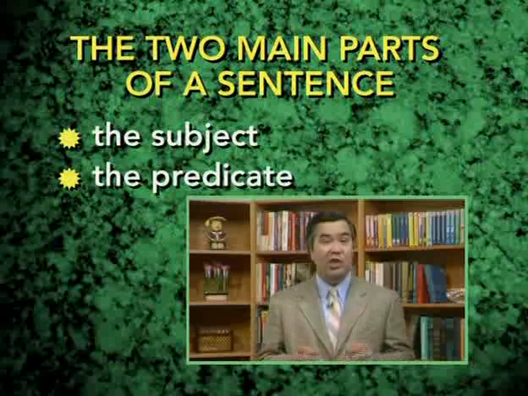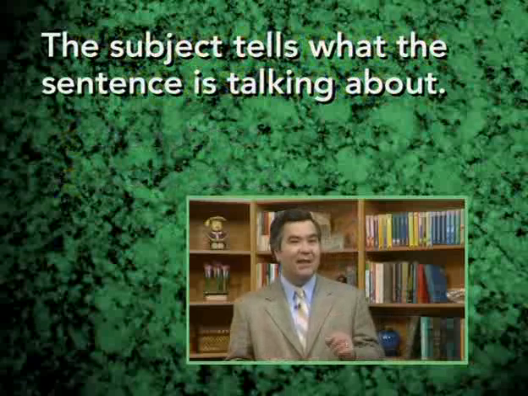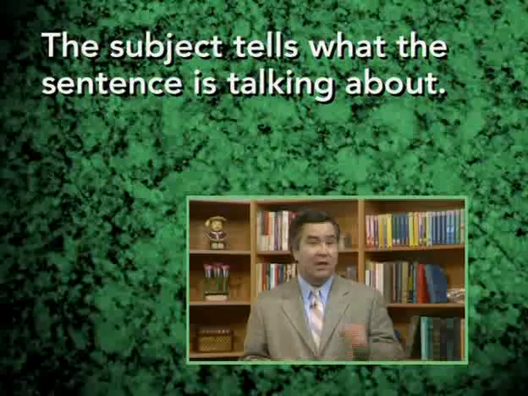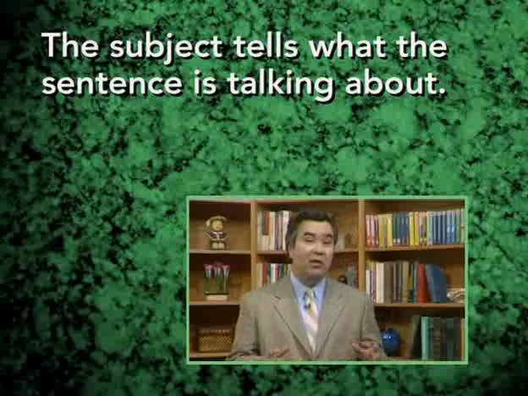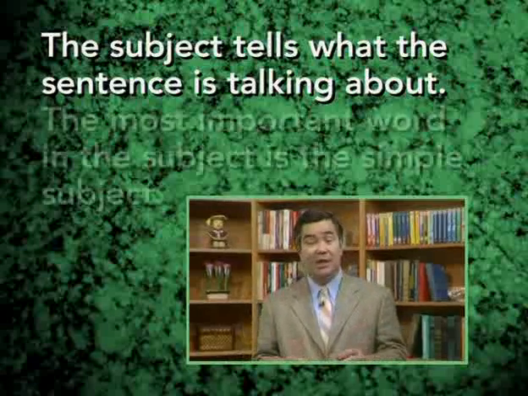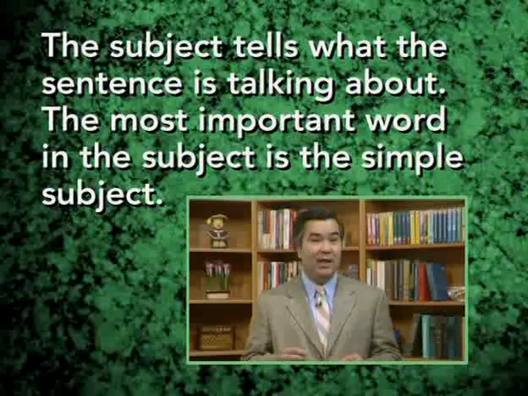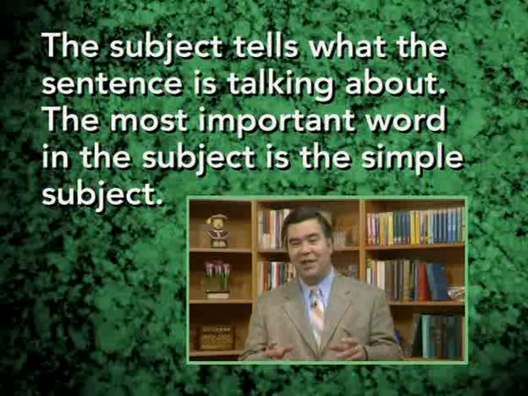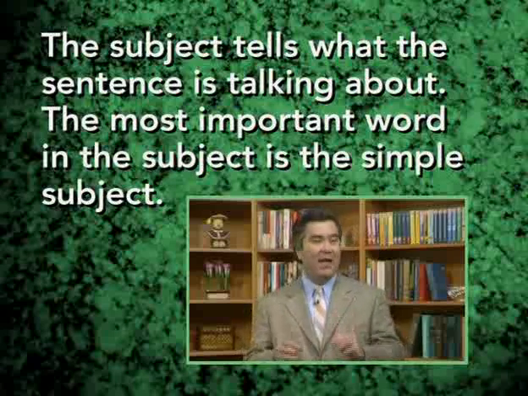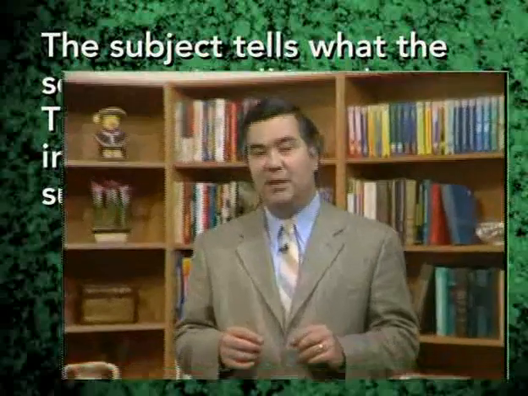Let's talk about each in a little more detail. The subject tells what the sentence is talking about. Now, the subject of a sentence may be only one word long, or it may include a number of words. In any case, the single most important word in the subject is the simple subject. The other words in the subject are there to give more information about the simple subject. And we'll see an example in a moment.